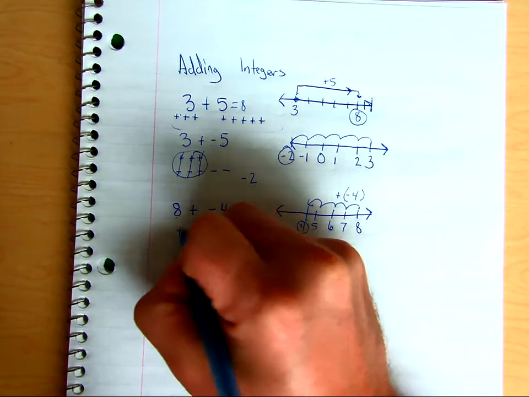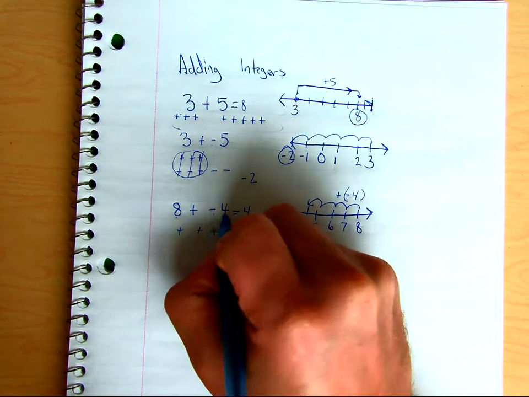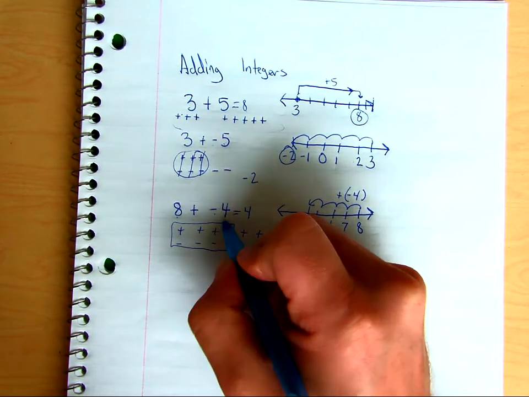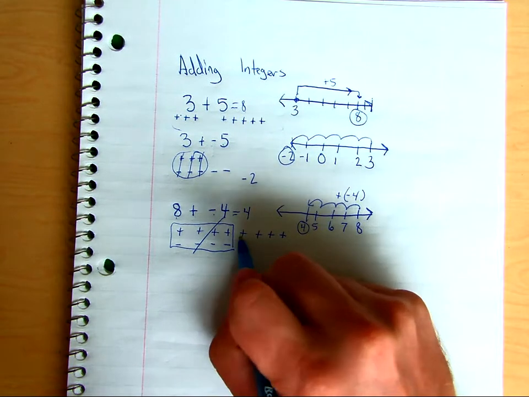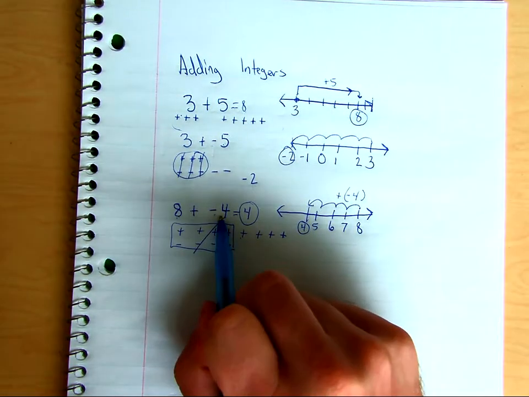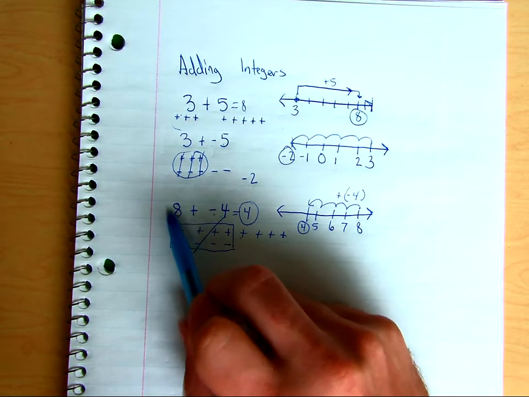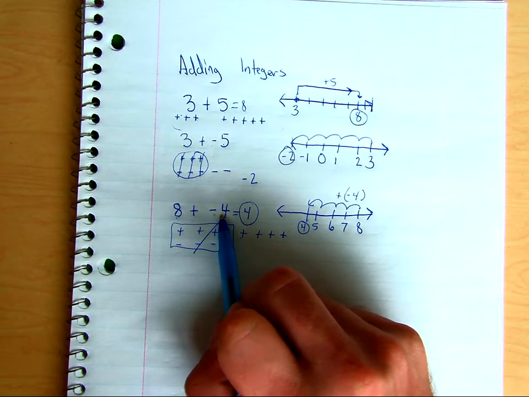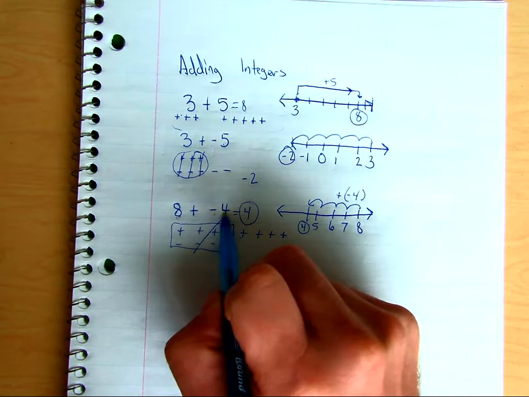I could have 8 positives, 1, 2, 3, 4, 5, 6, 7, 8, and 4 negatives, 1, 2, 3, 4. These here are neutral pairs. They'll cancel each other out, make 0. I'm left with 1, 2, 3, 4. So 4 is my answer. There's 8 good guys and 4 bad guys. Good guys win. There's 8 of the light side of the Force, 4 of the bad side of the Force. I'm coming out ahead. There's more positive than there is negative.